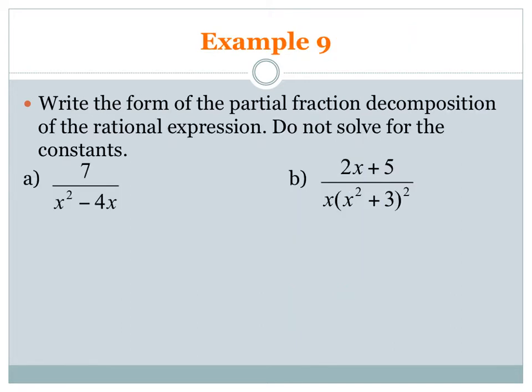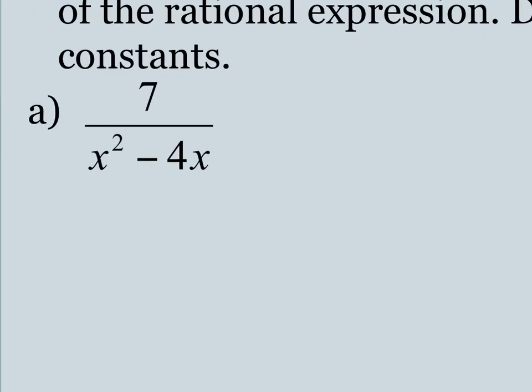So let's start those out. This just says write the form of the partial fraction decomposition of the rational expression. Don't solve for the constants. So pay attention to the difference between A and B. A has an x squared, yes. But what can I do with that? I can take out an x. So when I do, I get x and then x minus 4.